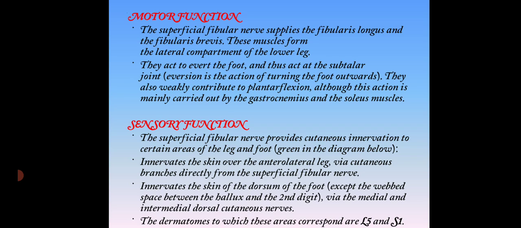Next, we are going to see the sensory function. The sensory function is mainly provided by the superficial fibular nerve. The superficial fibular nerve provides cutaneous innervation to certain areas of the leg and foot. It innervates the skin over the anterolateral leg via a cutaneous branch directly from the superficial fibular nerve. It also innervates the skin of the dorsum of the foot, except the webbed space between the hallux and the second digit, via the medial and intermediate dorsal cutaneous nerves.